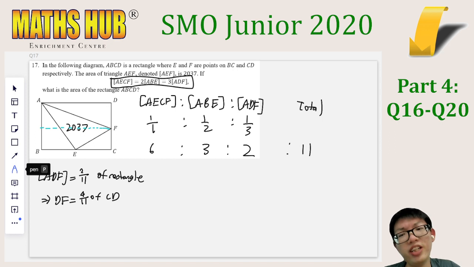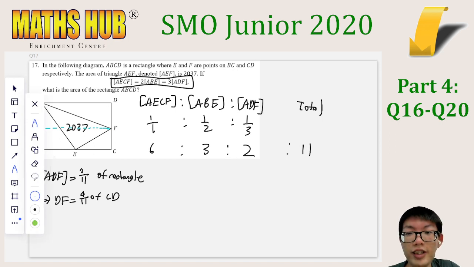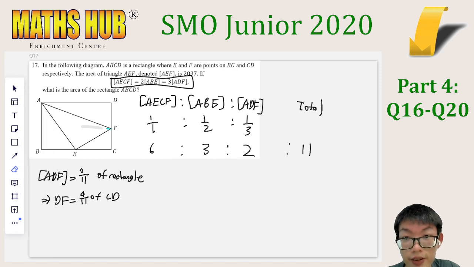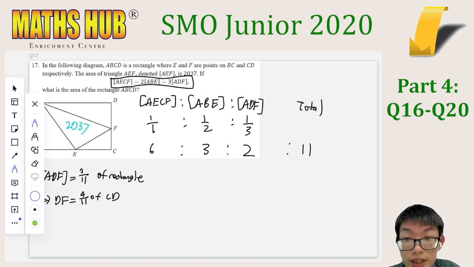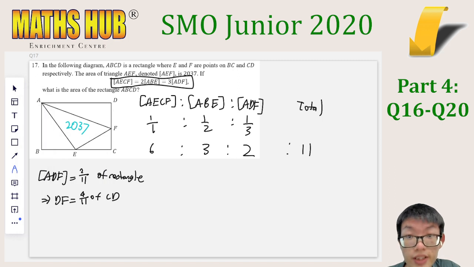Now, of course, it doesn't really look like this is 4 over 11, and that's a very useful reminder that our diagrams are often not to scale. In this instance, it is most certainly not to scale, because what we have just determined is that DF is 4 over 11 of CD. In other words, it is split in the ratio 4 is to 7, which is not how it appears initially.